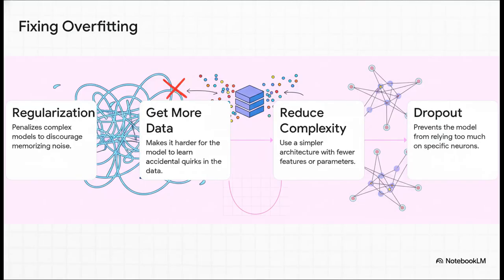So what if your diagnosis is overfitting, high variance? The game plan is to rein that model in, to simplify it. You can use something called regularization, which basically penalizes the model for being too complex. Another great fix is to just get more data. It's way harder for a model to memorize noise when there's a ton of data. Or you can manually reduce the model's complexity yourself, maybe by using fewer features or layers.